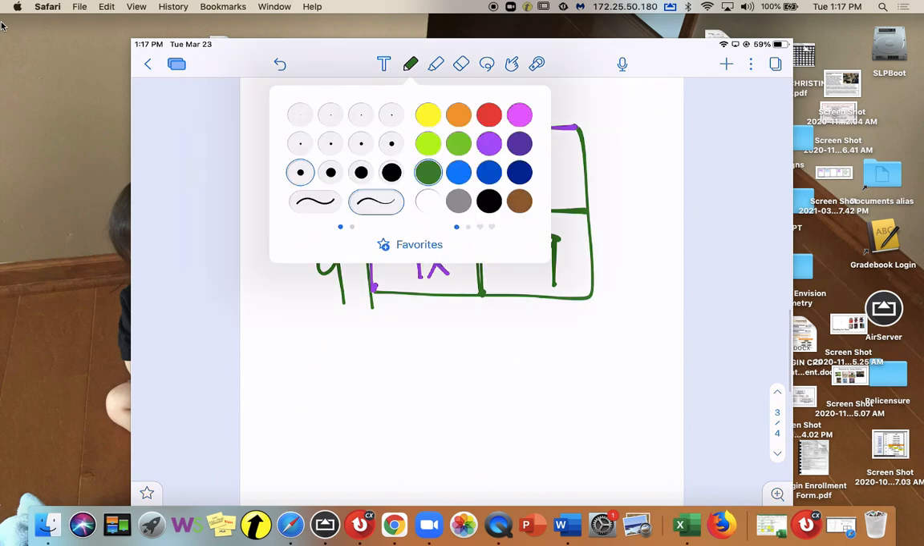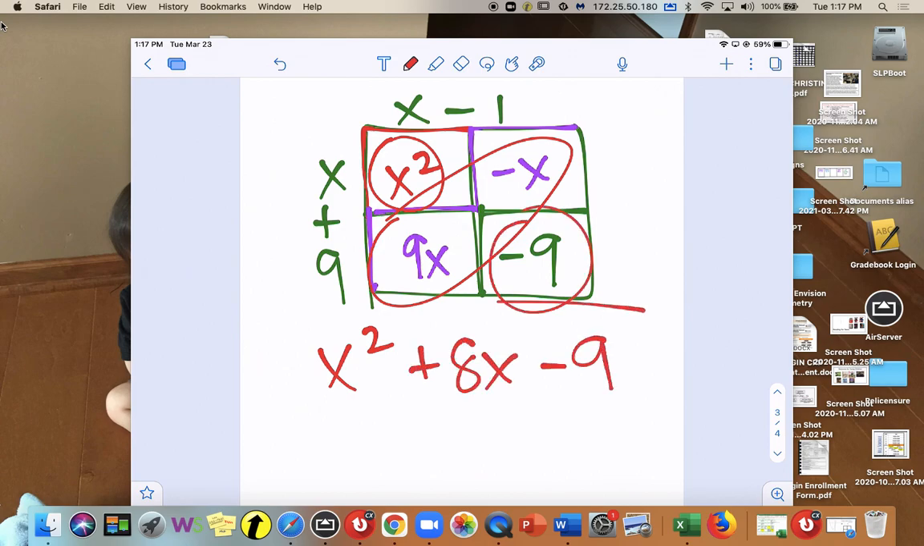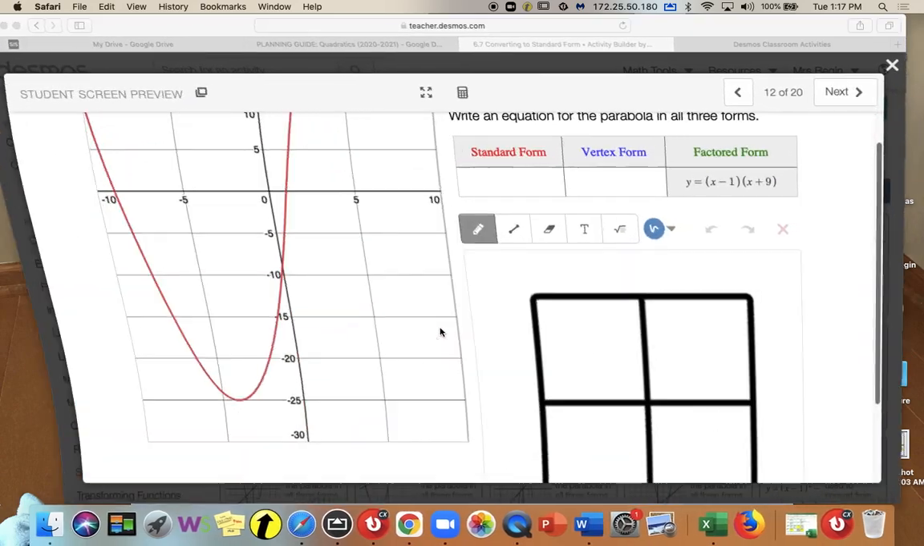Next step, combine like terms. We got our x squared here. We have our 9x minus 1x, which is 8x. And then we have this -9 at the end. So there's our equation, and we'll type it in. Okay, that's standard form because we multiplied it out.